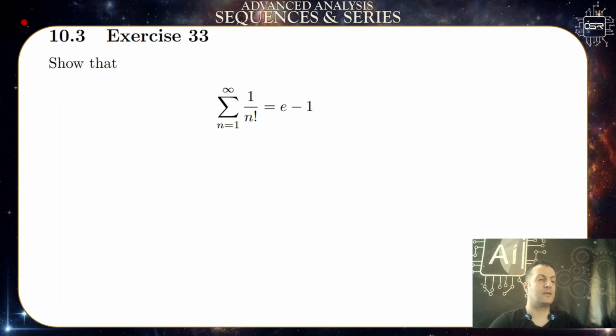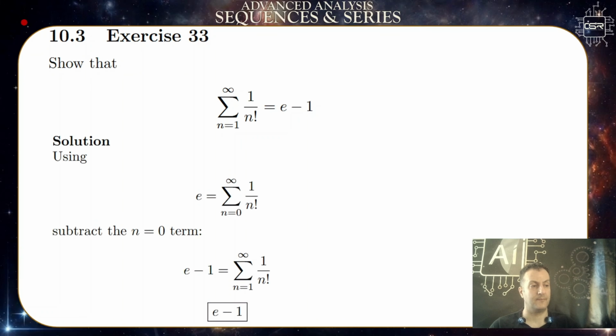Show that sigma of 1 over n factorial is equal to e minus 1. So how do we go about it? Using e is equal to sigma from n equals 0 to infinity of 1 divided by n factorial, which is the Maclaurin development. Subtract the n equals 0 term. So instead of n equals 0, it becomes n equals 1.